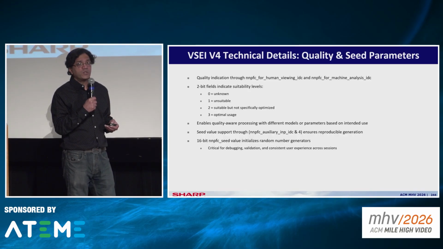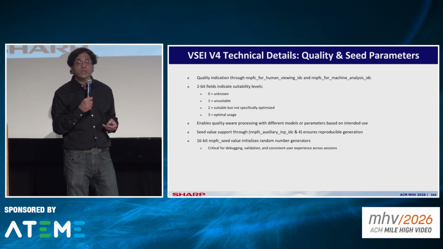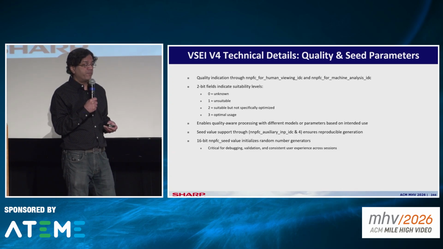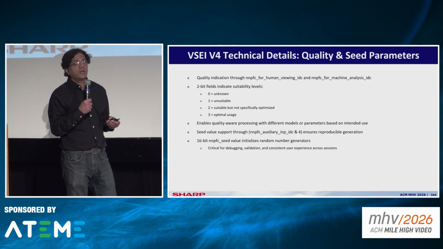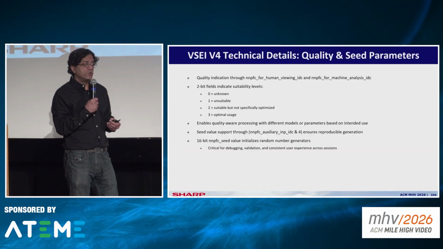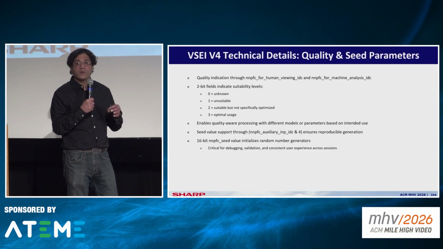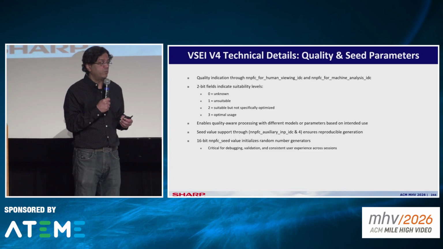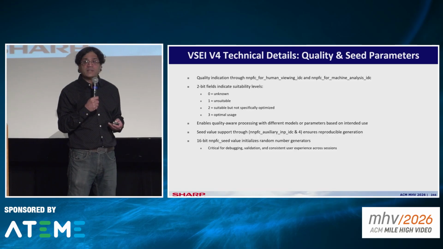have these optimizations be mainly for human viewing or for machine viewing. So earlier we had this paper giving an introduction to the machine video coding work going on in MPEG related to VCM and FCM. So for example, if your neural network was just signaling data which is geared towards machine analysis, then you can indicate that in your NNPFC. And each of those viewing indicators have four possible values indicating whether this is optimized for human viewing or machine viewing. And then the seed parameter, as I said, allows more reproducible generation.